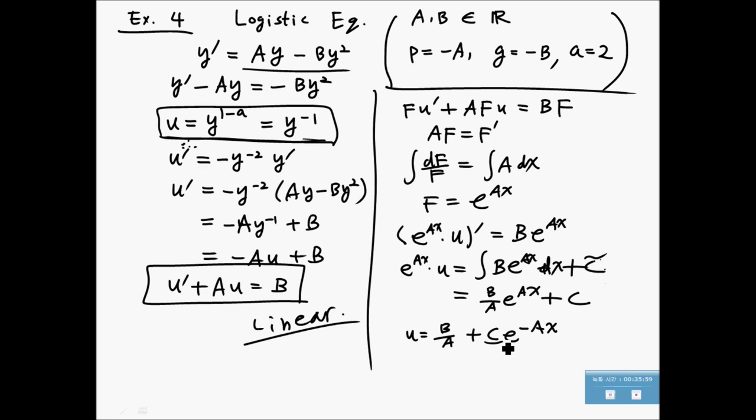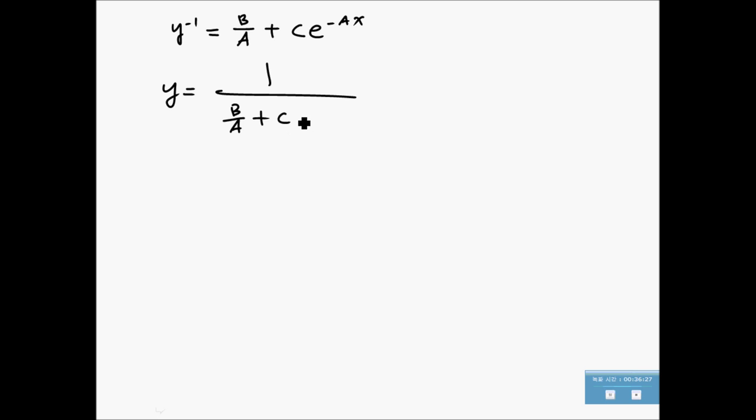And the next is, since this is u, we simply use this one to get back to y. u equals y to the minus 1. So y to the minus 1 equals b over a plus c times e to the minus ax. And our y is one big division.